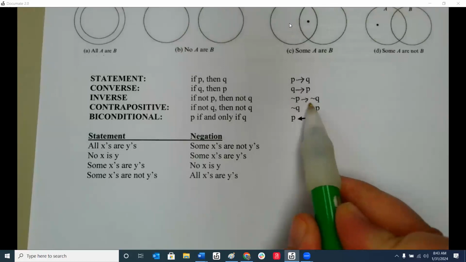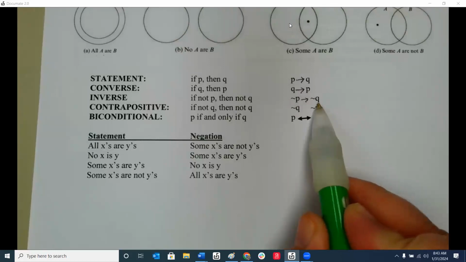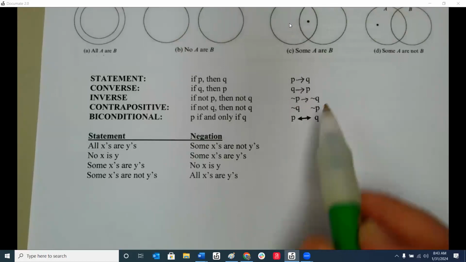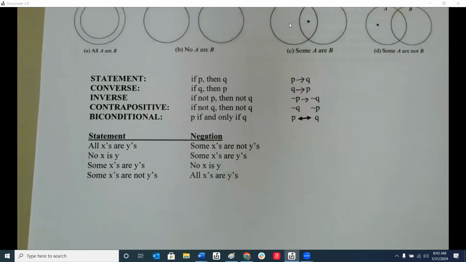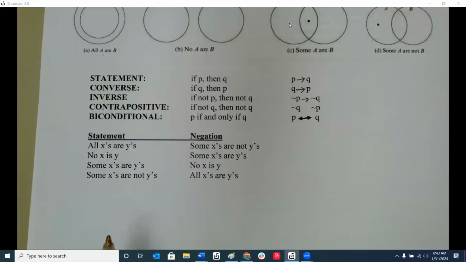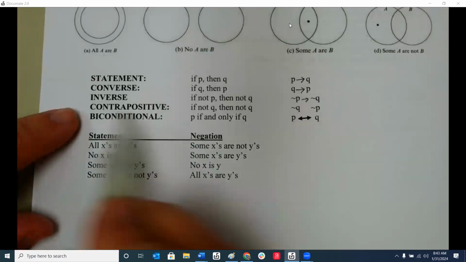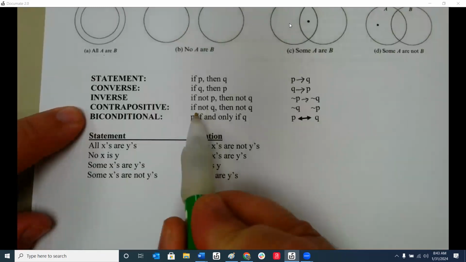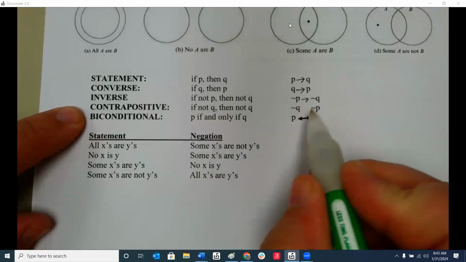How would you read this? If not P, then not Q. Very good. That's the inverse. A lot of people get converse and inverse mixed up. Converse is you just flip them around. Inverse means you negate both of them where they are. Contrapositive. If not Q, then not P.